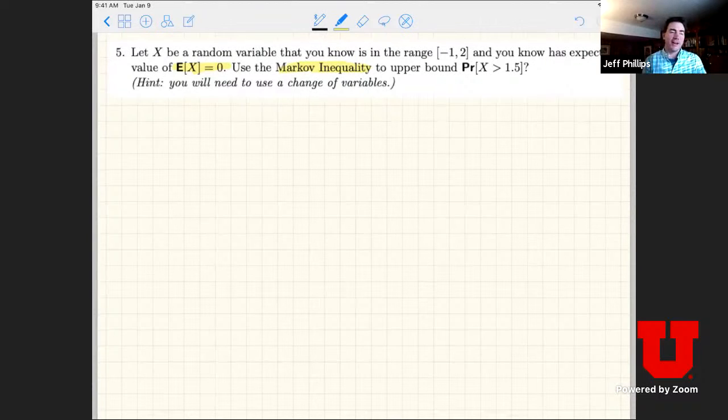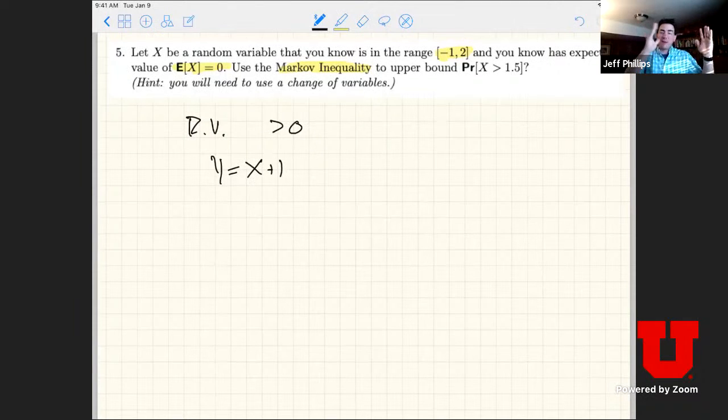So I need to change variables for Markov inequality. I need a random variable that is strictly greater than 0, but that's not what I have up here. So I'm going to write a new random variable. Y is going to be equal to x plus 1. I'm just taking a probability distribution and adding 1 to it, so I can do that.